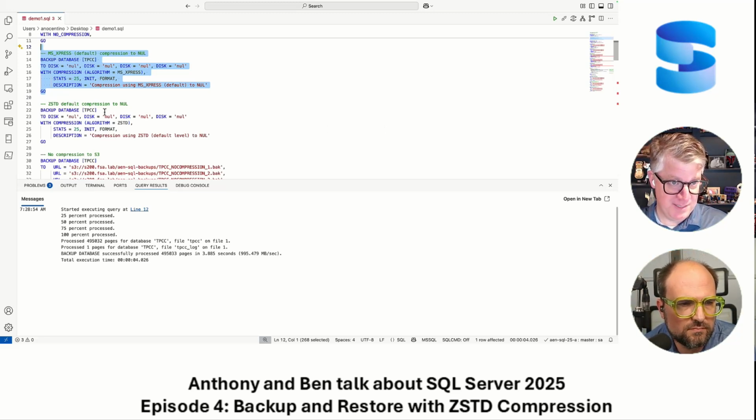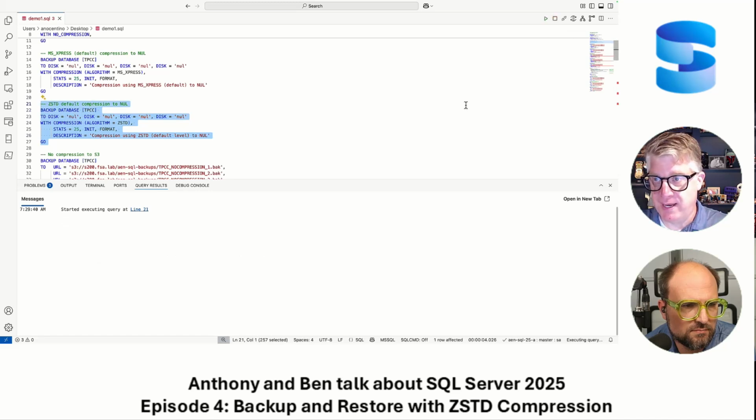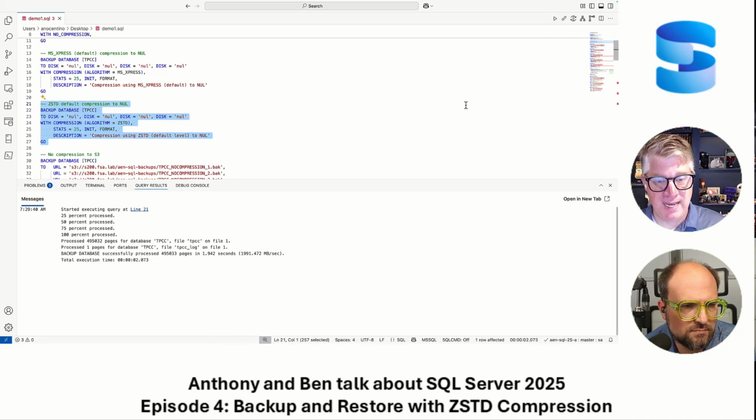So backup database, TPCC. Again, I'm going to write to null. I'm going to specify here on line 24, algorithm equals ZSTD or Z standard. It's going to run that backup together and look at the influence of that. Now we're at about 2,000 megabytes a second, which is a pretty good rate. We're getting closer back to the read rate, but we've definitely added some horsepower to the party, right? We're double that of MS Express, right?